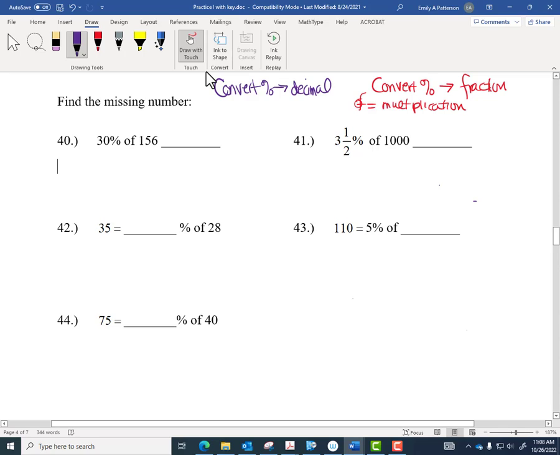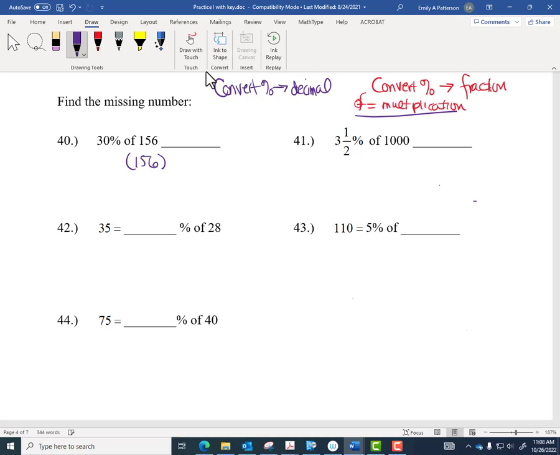So if that's not the method that works for you, then skip ahead in the video till you start seeing the red writing where we convert the percentages into a fraction and do the exact same problems. So what I'm doing now is I'm remembering that every time we see the word "of," it typically means multiplication. So what this is saying is 30% of 156.